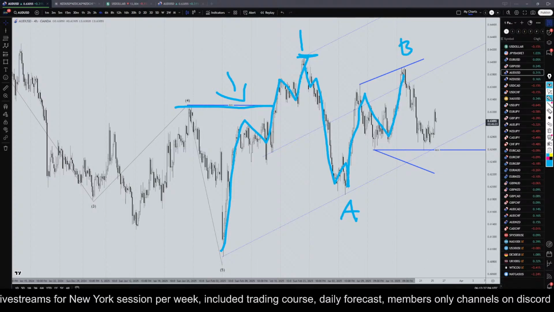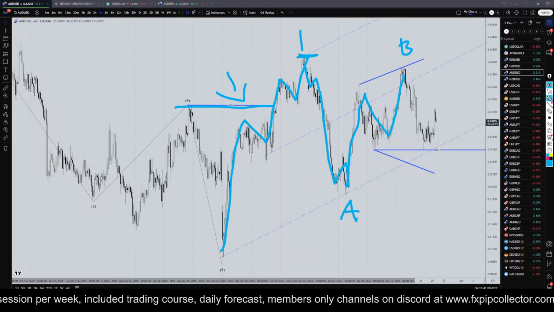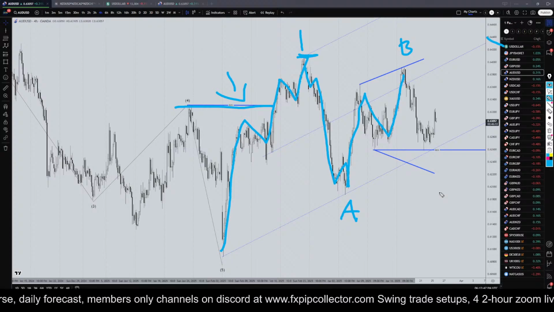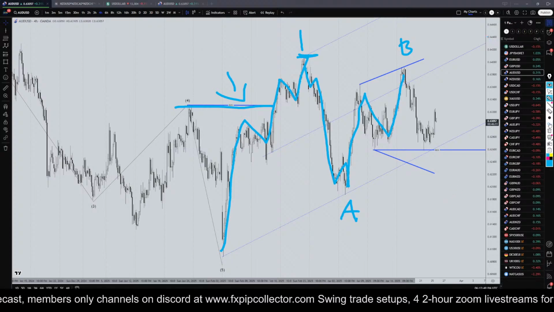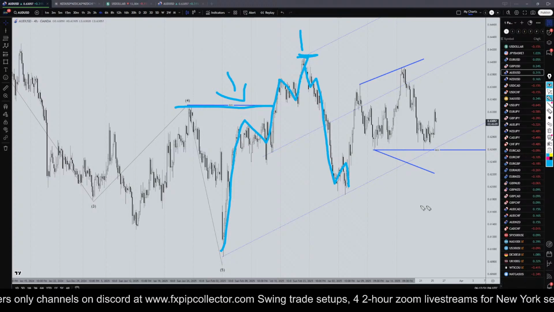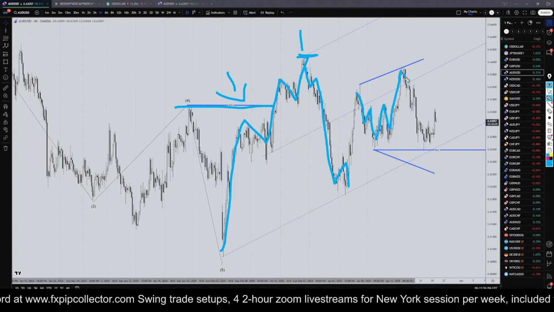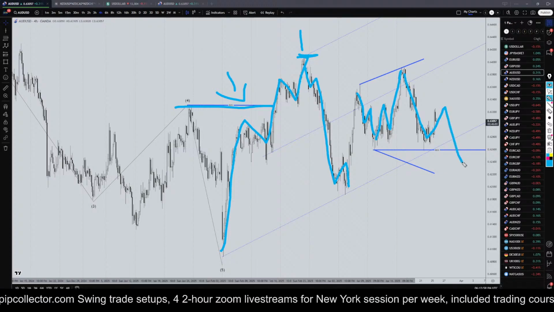Hmm. Could it be a running flat and it's just continuing the uptrend? If it's continuing the uptrend, then the US dollar would have to be continuing its downtrend. That's why I was thinking maybe this is some sort of a WXY in here, because one, two, three waves down, one, two, three waves up. Maybe this is now one, two, three waves down.